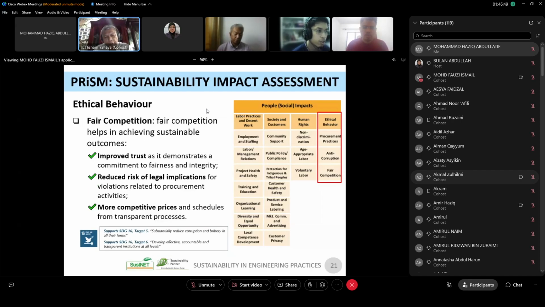Fair competition here is that you look into how you can compete. You look into fairness when you need to engage a subcontractor, and how you can have fair practices to ensure that everybody is able to compete equally, and everybody is able to participate with their best quality deliverables.